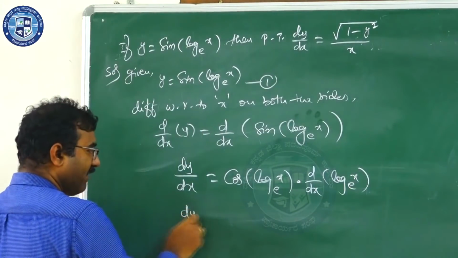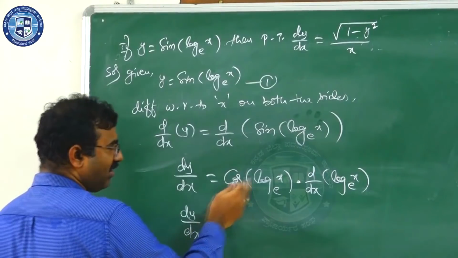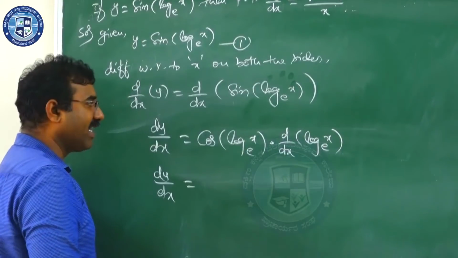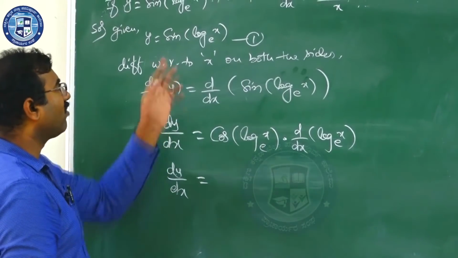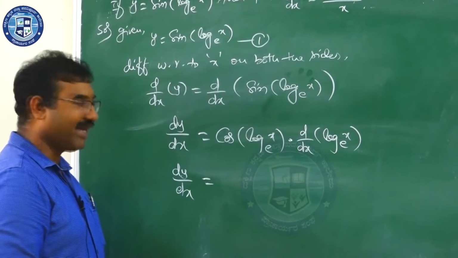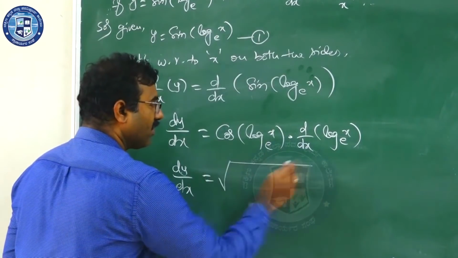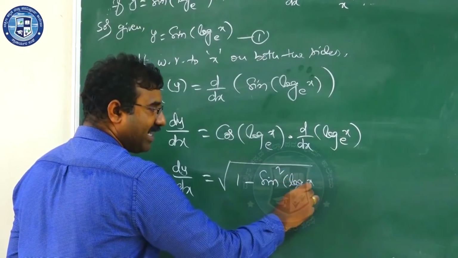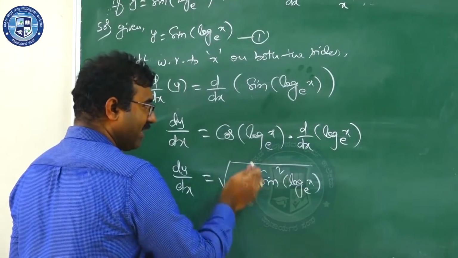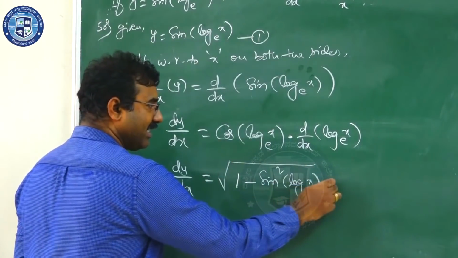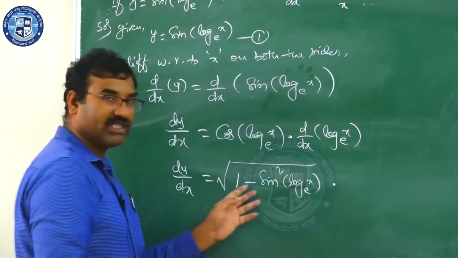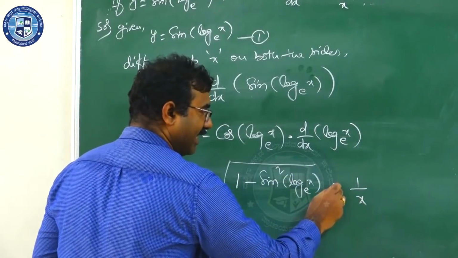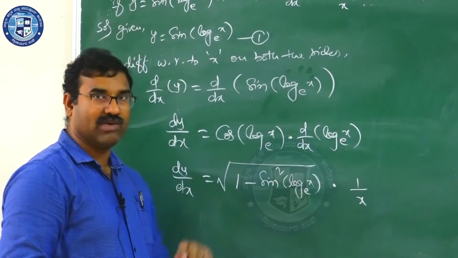Now, dy by dx is equal to this cos of log x. Suppose you assume cos theta, how can we write it in terms of sine? Square root of 1 minus sine square theta, from the trigonometry formula, into d by dx of log x to the base e, which is 1 by x.